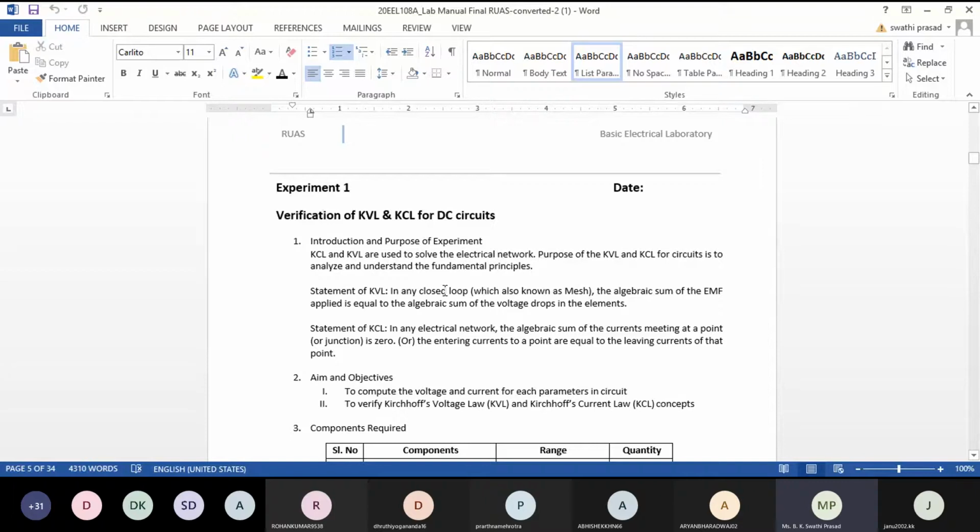The first experiment is verification of KVL and KCL for DC circuits. And can anyone tell what is KVL and what is KCL? How do we do it?